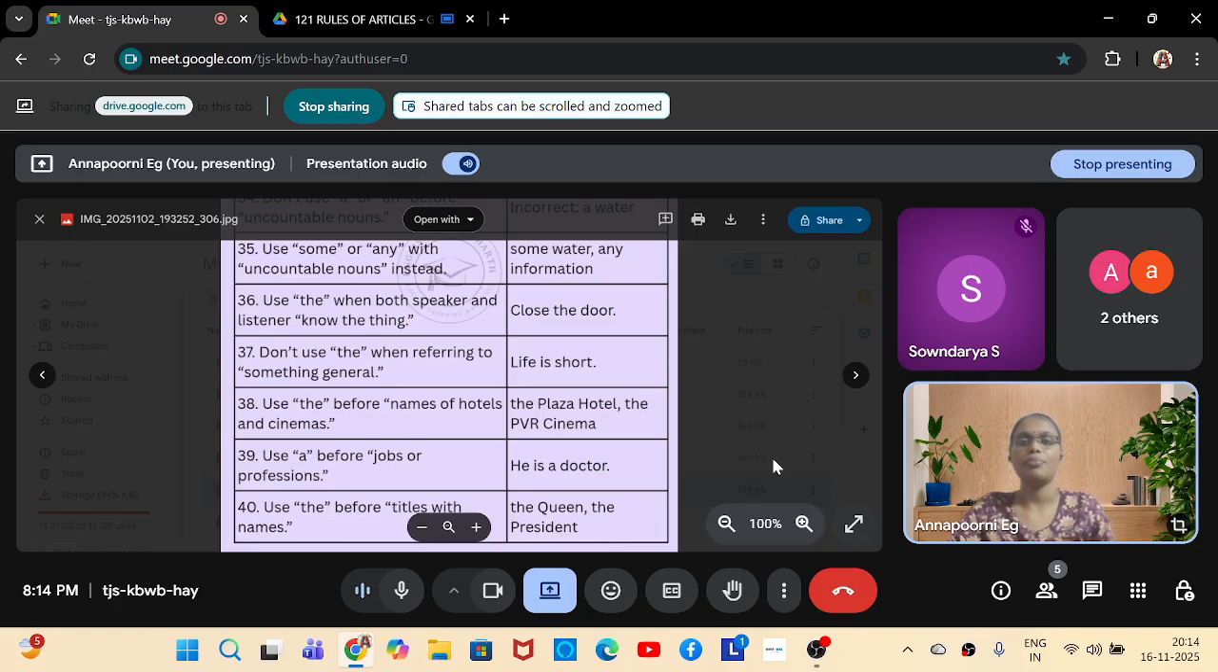For example, if you are a social worker, that is also again a job, right? You need not be paid for that. So it can be anything to share your status. That's it. So you can say you are a student, she is an architect, I am an engineer, my father is a doctor, etc. Got it? Yes. Now 40 says use the before titles with names.